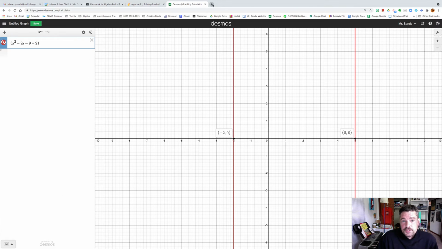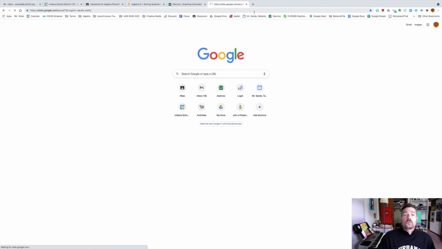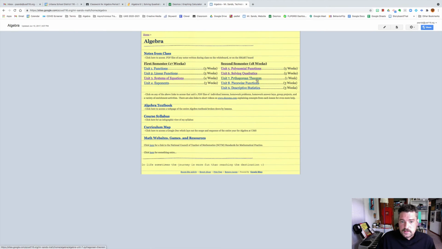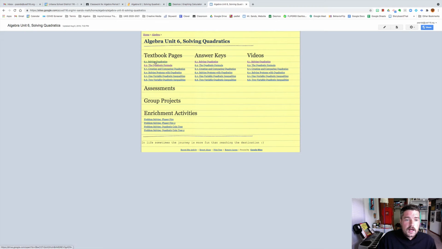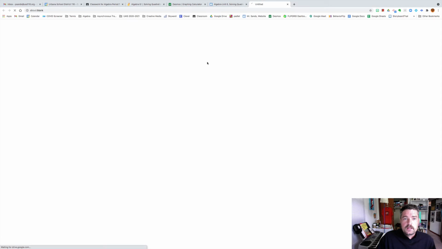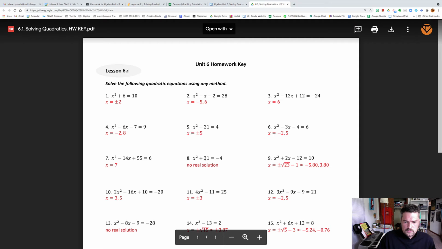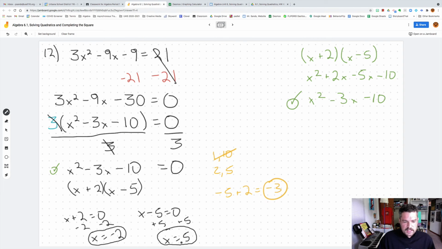And if you wanted to double check the homework answer key, just to be certain, you know where I've got that at. Algebra class. This is Unit 6. 6.1 answer key to double check our work here. And we said this was problem 12, I believe. Yes, problem 12. x equals negative 2 and 5. And that is how we factor and solve a quadratic equation to find our values for 0.